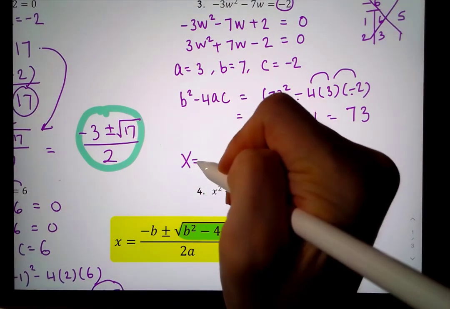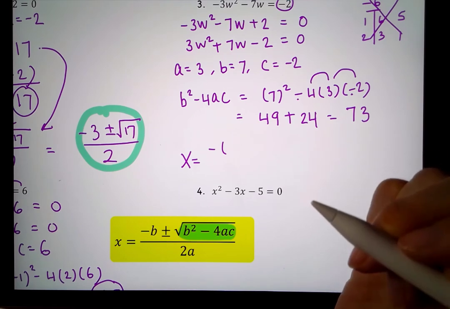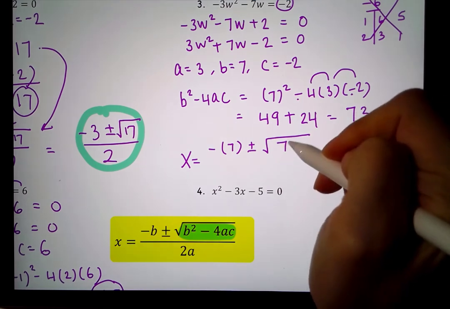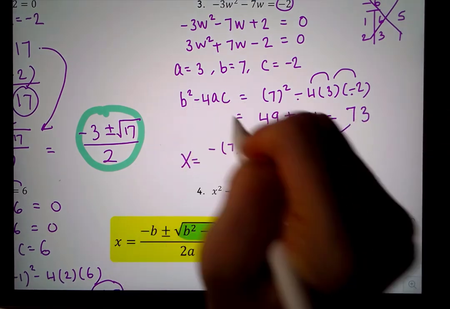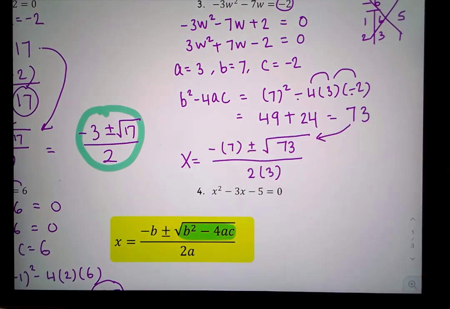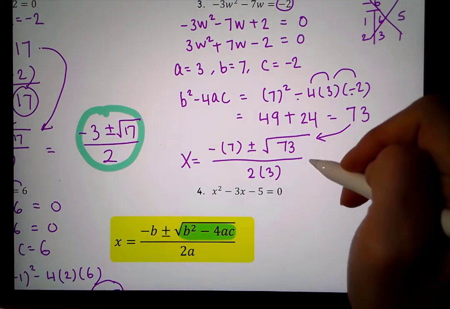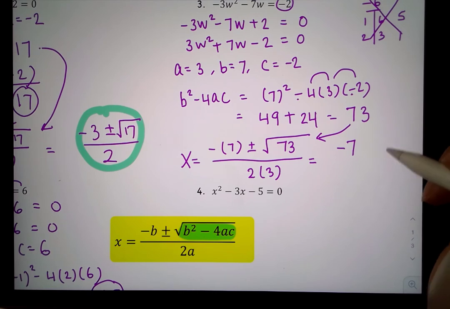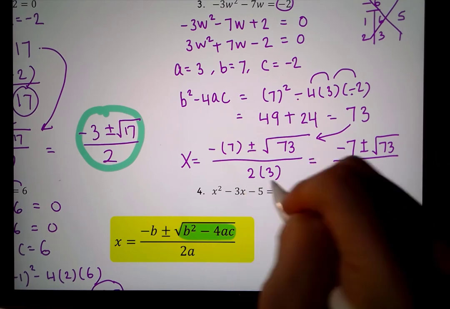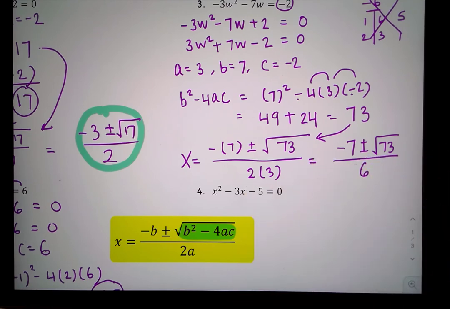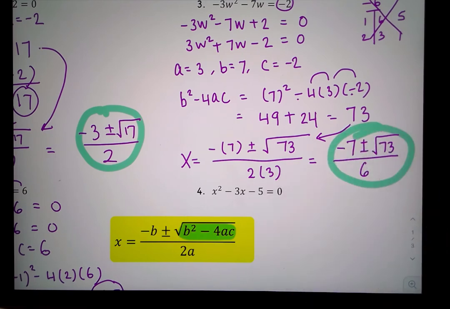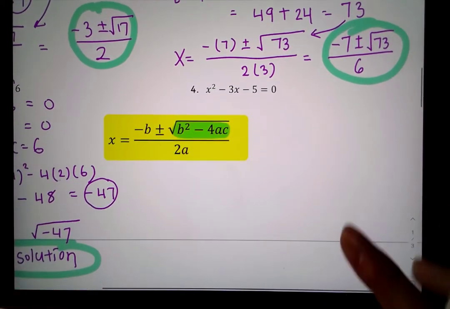That's 73. And now I'm gonna substitute my numbers into the formula. So x equals negative my b, 7, plus minus square root of 73, because we got it over here, b squared minus 4ac, over 2, my a is 3. So now you just simplify the number. So it will be negative 7 plus minus square root of 73 all over 2 times 3, 6. Okay? It looks ugly, but it's okay. That's the answer. Alright?